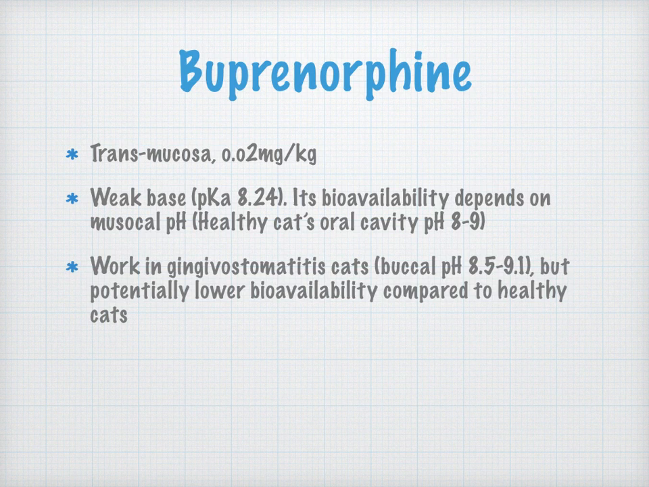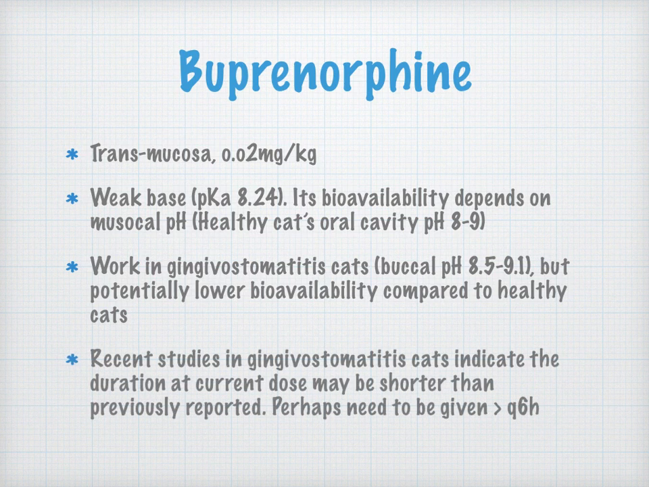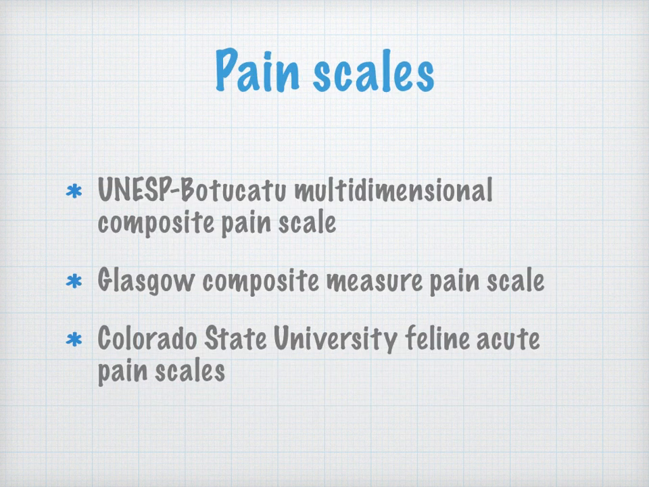Transmucosal buprenorphine seemed to work in these cats with gingival stomatitis, however, potentially with slightly lower bioavailability when compared to healthy cats. But this may also be influenced by the ease of administration. The result from this study may also suggest that the duration of effect of buprenorphine at the current dose may be shorter than previously reported, perhaps needing to be given more frequently than every 6 hours.